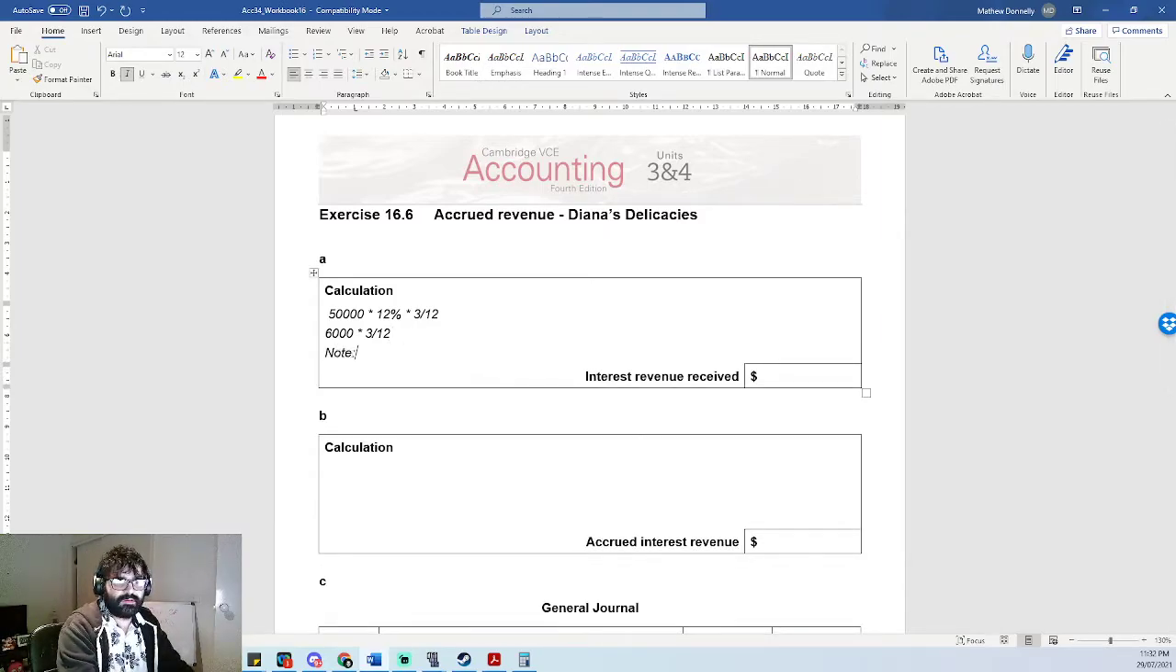500 per month. Honestly, I would say you only need to do up to here. I'm doing 500 per month. Now, if it's 500 per month times 3 months, it'll give us 1,500. So that's the interest revenue received every quarter.